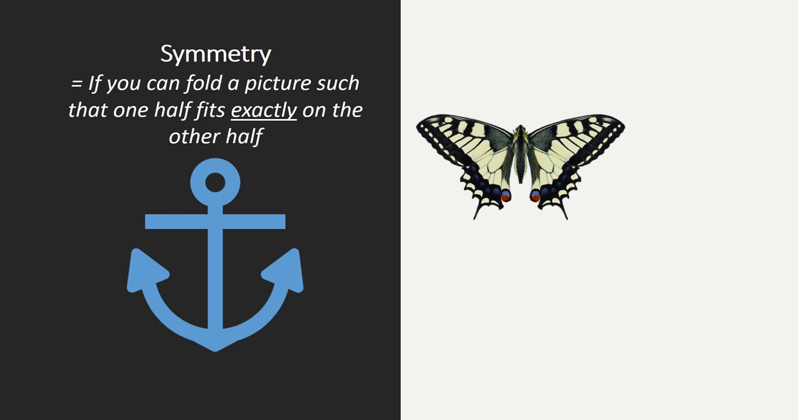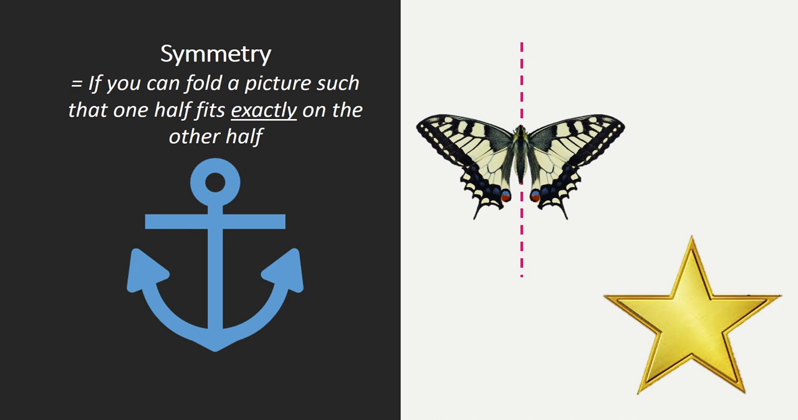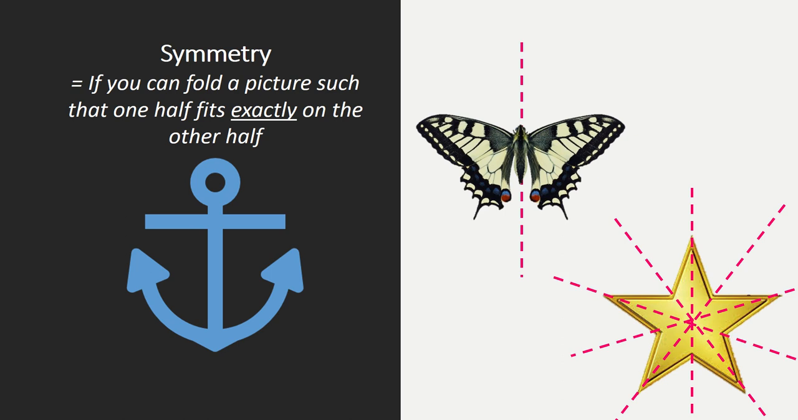Alright, I'm going to show you some examples. If we have a look at this butterfly, the middle is the axis of symmetry. I can fold it and it perfectly fits on each other. You also have axes of symmetry in a star. I can fold it like this, but I can fold it like that as well, or like this, like that, or like this. So a star doesn't have one axis of symmetry, but multiple axes of symmetry.